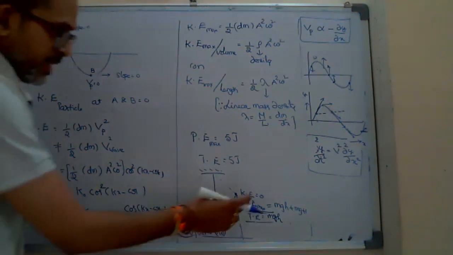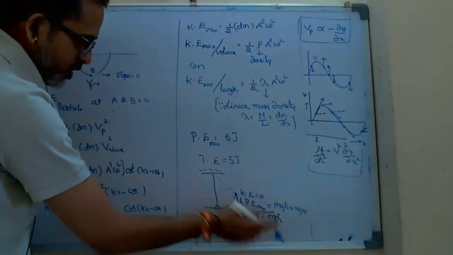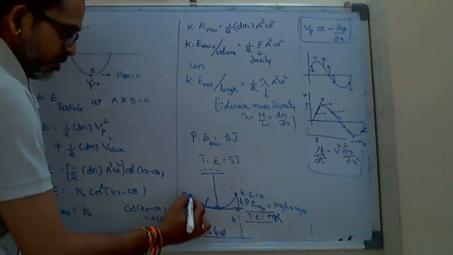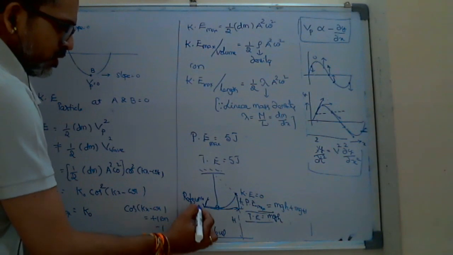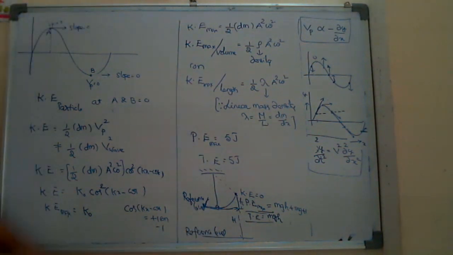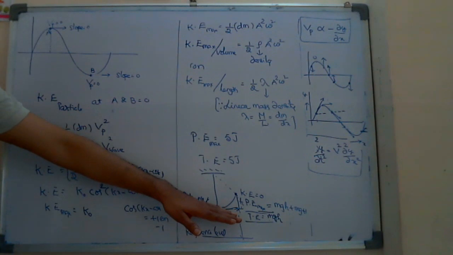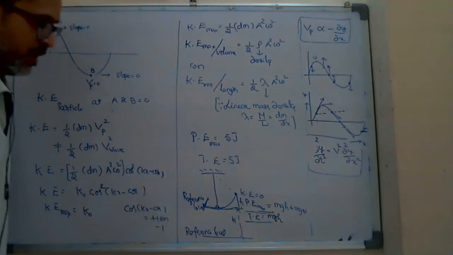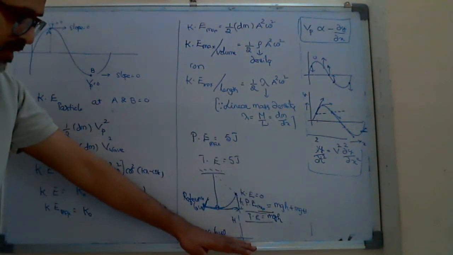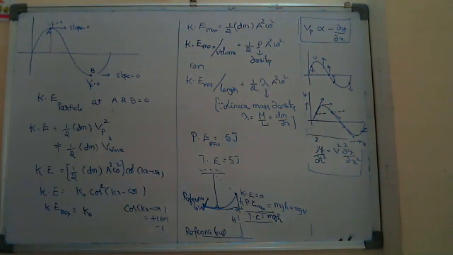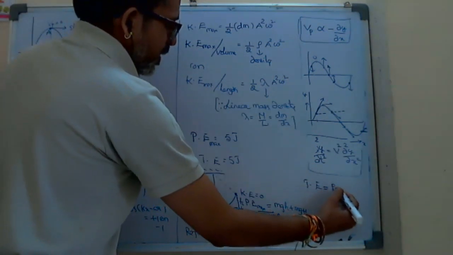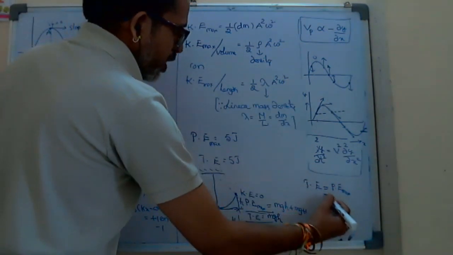It is also equal to mgh, which is equal to the total energy if I take the mean position as the reference. There is a lot of confusion about where you take the reference level. If you take the reference level here, the total energy is equal to P max. But if you take the reference level here, the total energy is not equal to P max.